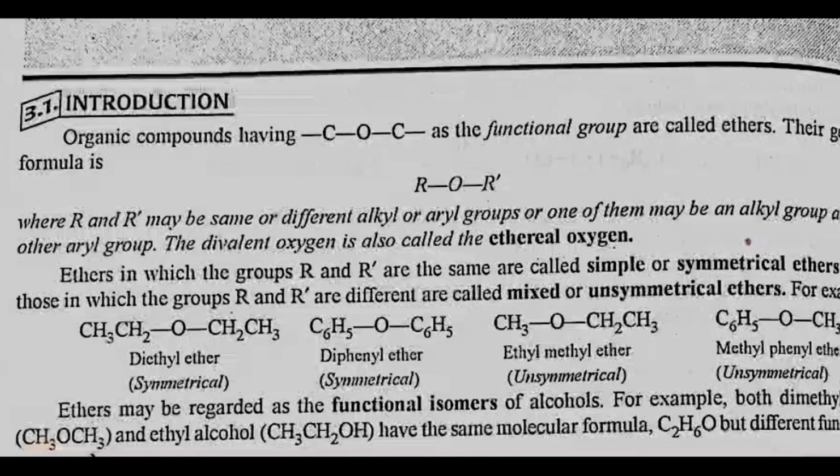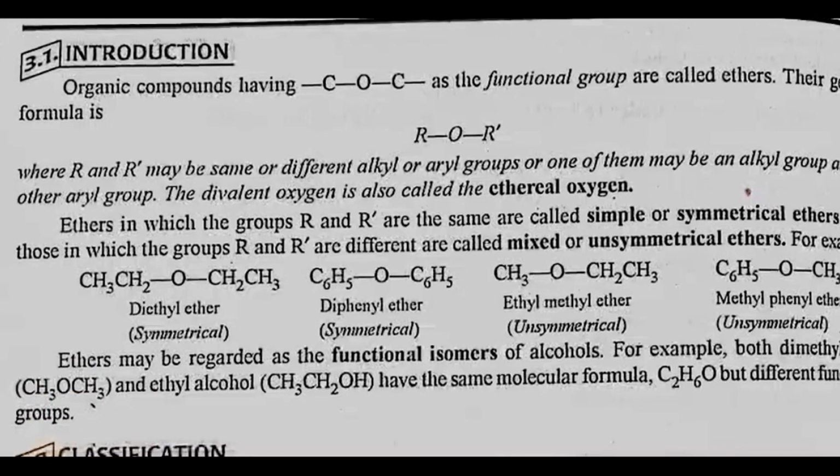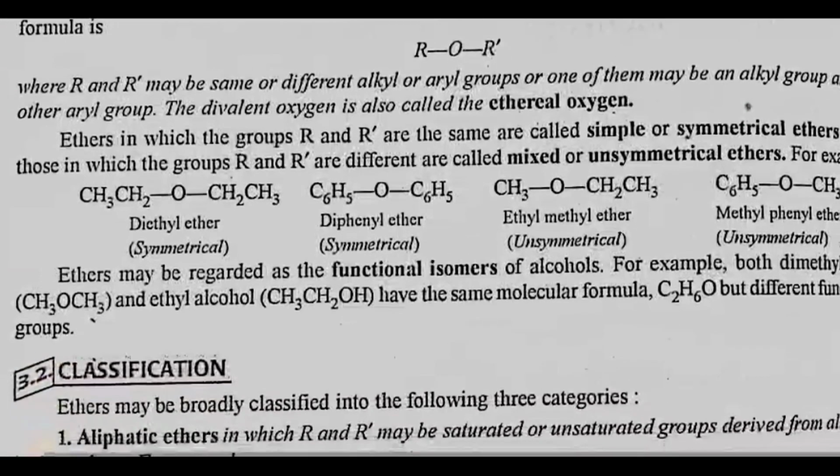Their general formula is R-O-R', where R and R' may be the same or different alkyl or aryl groups, or one of them may be an alkyl group and the other an aryl group. The divalent oxygen is also called the ethereal oxygen.